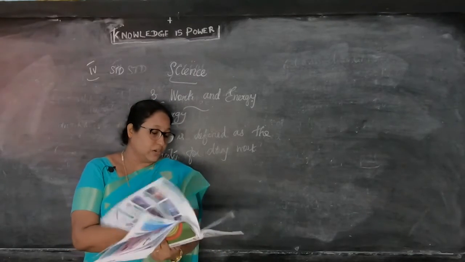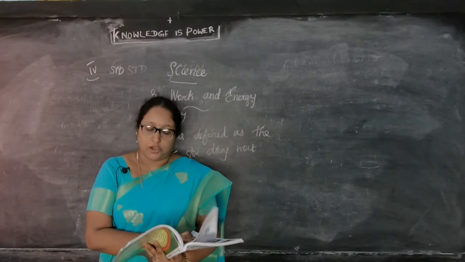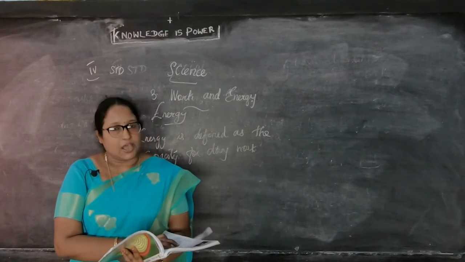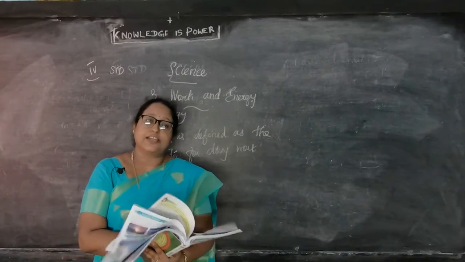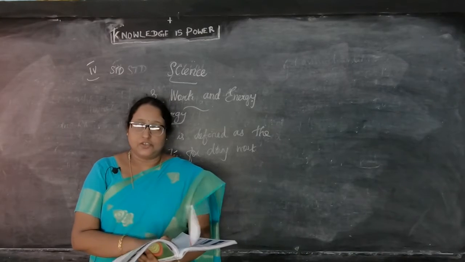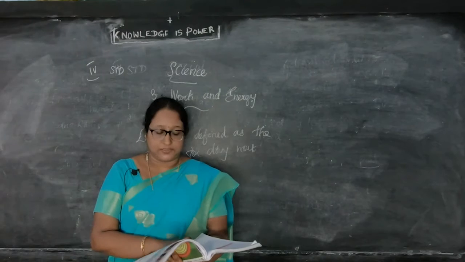So what now, children? What did I tell you? That is a force. What is a force? A force is a push or a pull that moves an object at rest or stops an object in motion. What are the different kinds of force I said? Gravitational force, frictional force, muscular force and magnetic force. These are the forces I said.